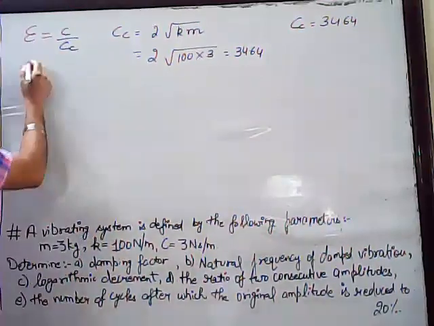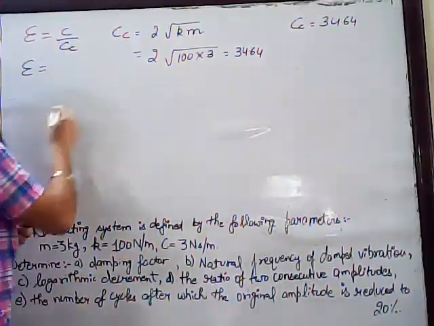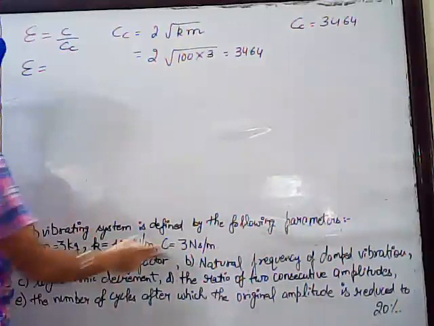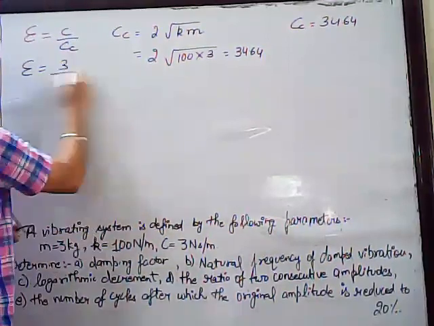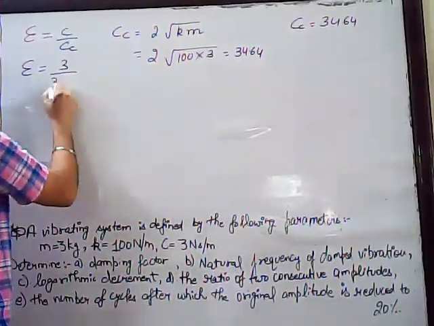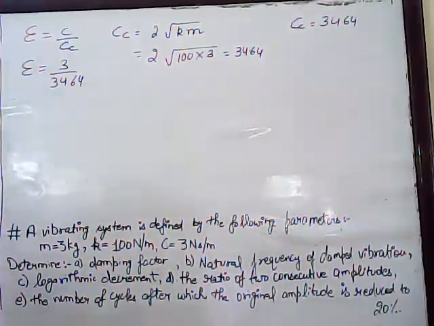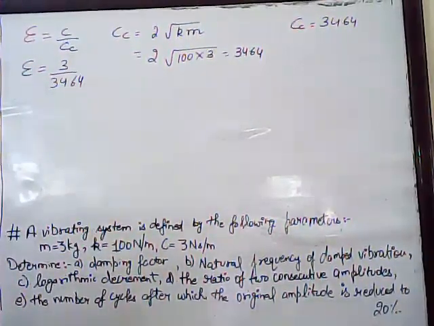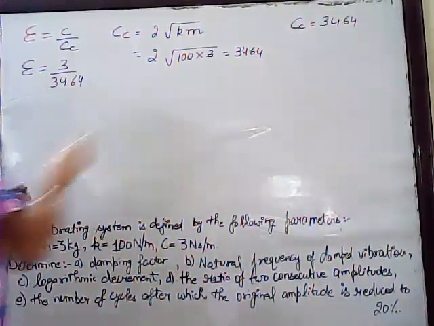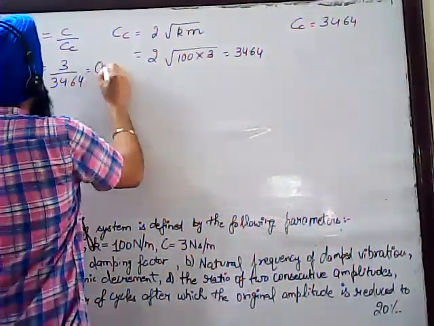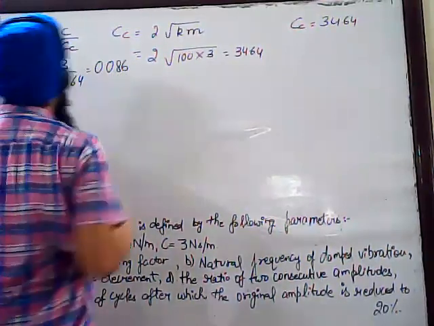So the damping ratio will be C by Cc. The value of C is 3 Newton second per meter, and the value of Cc is 34.64 Newton second per meter. Hence we can find the value of damping ratio. The damping ratio is 0.086.